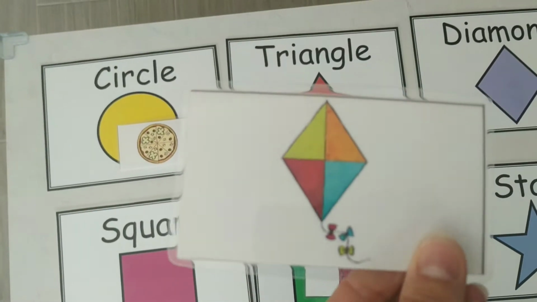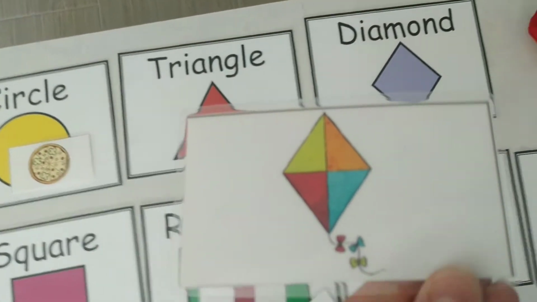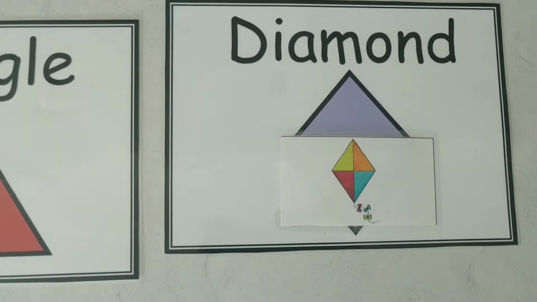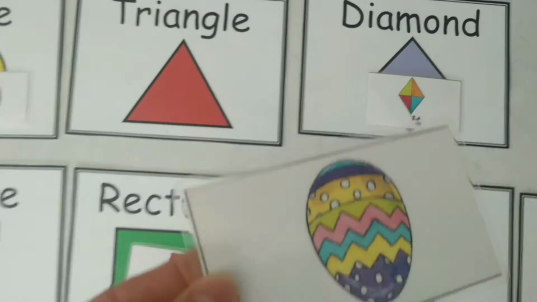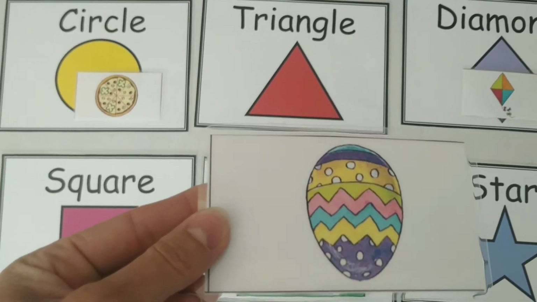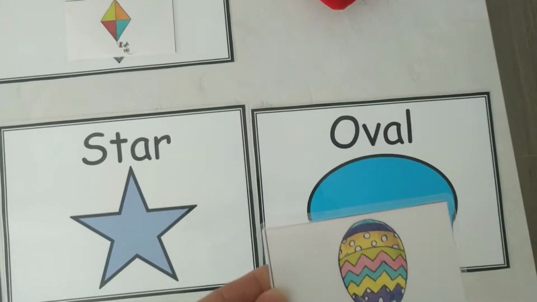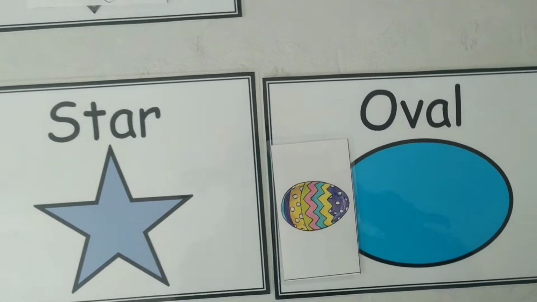What is this? It's a kite. The kite is like a diamond. What is this? It's an Easter egg. The Easter egg is like an oval.